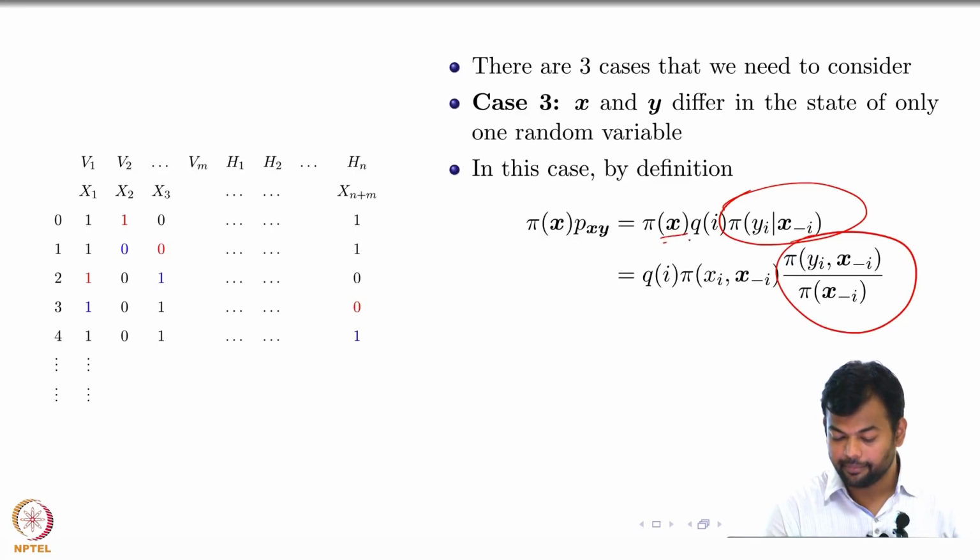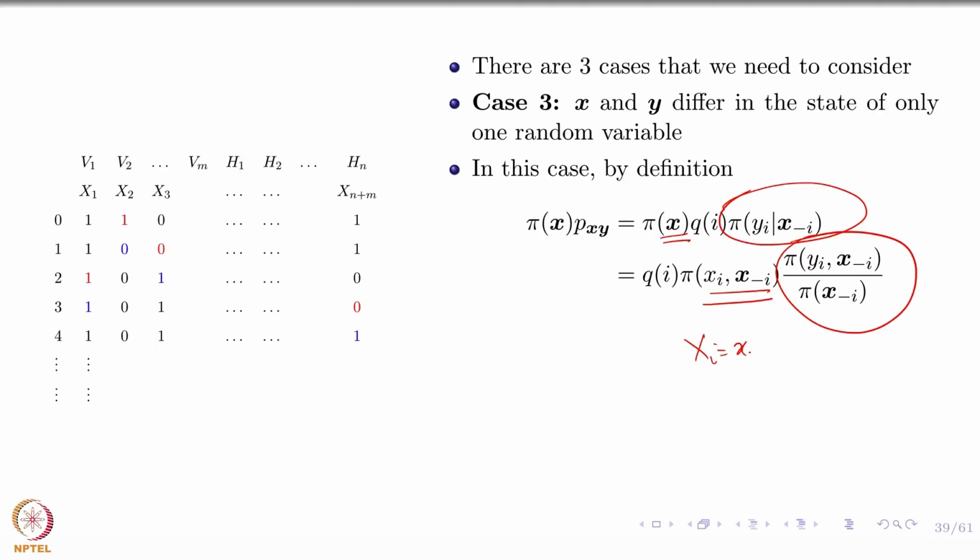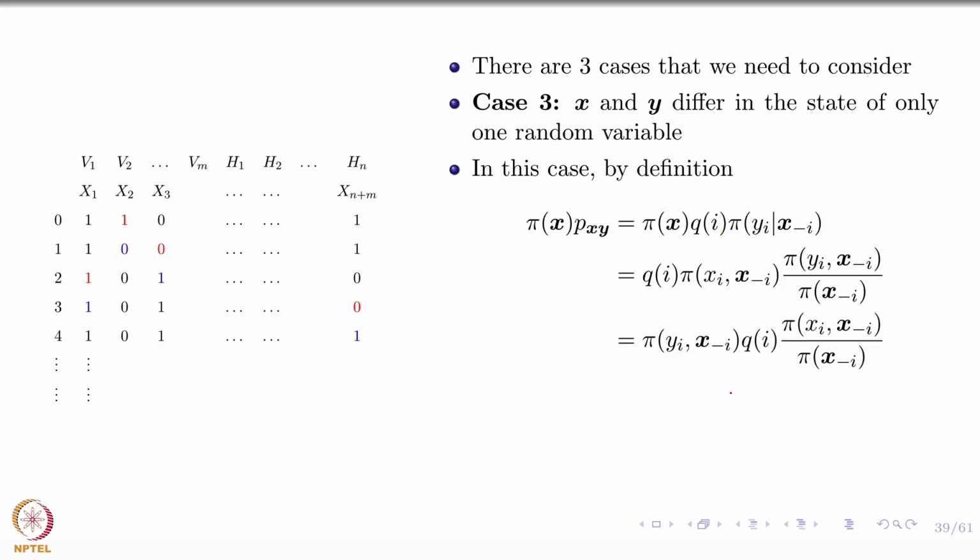And this, I'm just going to split it into xi and x minus i. So this is the same as saying that xi is equal to small xi and the remaining random variables are equal to x minus i. I've just split it into two parts. I'm just rearranging the terms. So I've taken this and put it here, and I've taken this and put it here, and I've attached this qi here. Just a rearrangement of the terms.